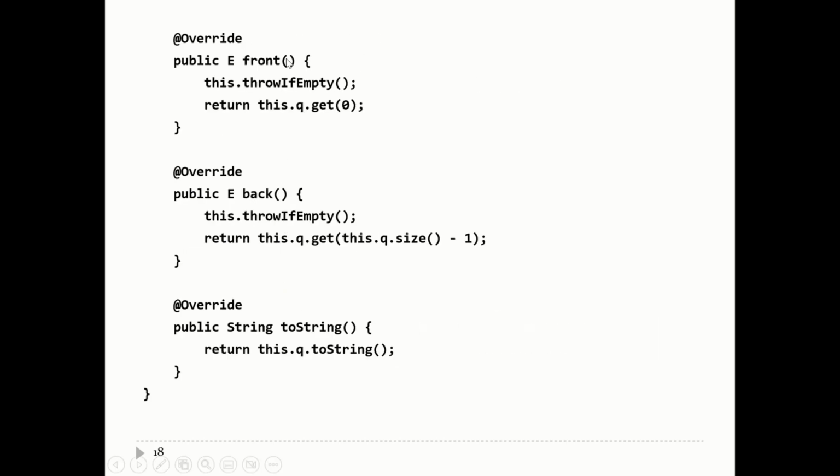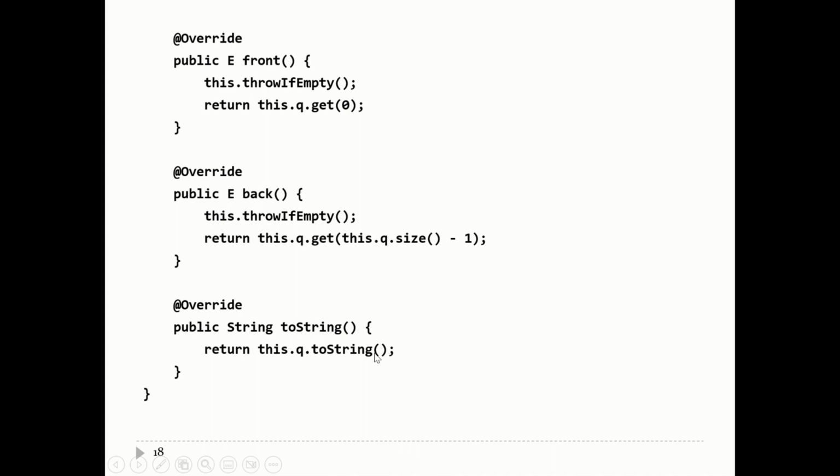Okay, so front and back. Now you can see the reason why I have a throw-if-empty method: I have to do this everywhere. If you want the first element, you can only get it if the queue is not empty. So rather than repeating the validation, I use a method instead. It's easy to get the first element of the queue. And similarly, it's easy to get the back element of the queue, because we have a list.